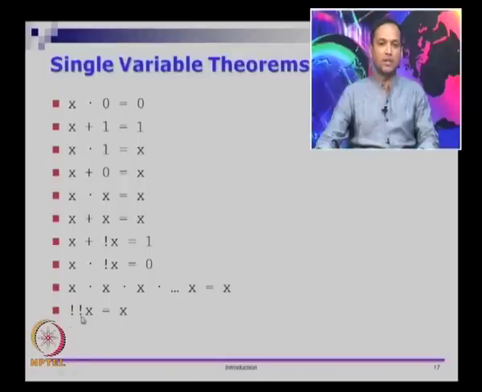Finally, complement of complement of x is x itself. So, this is double negation. If I invert and invert once more, then the output is the same as the input itself. So, these are single variable theorems.